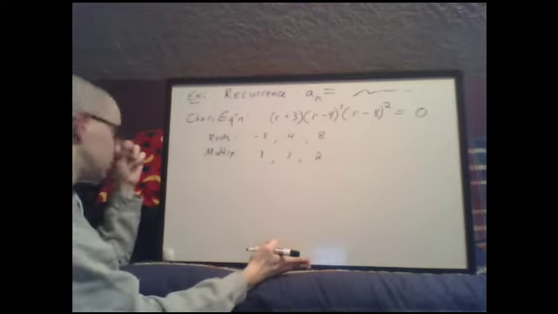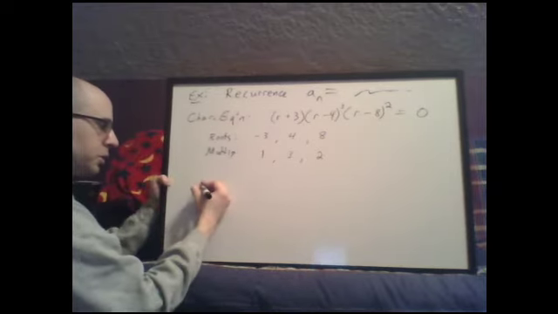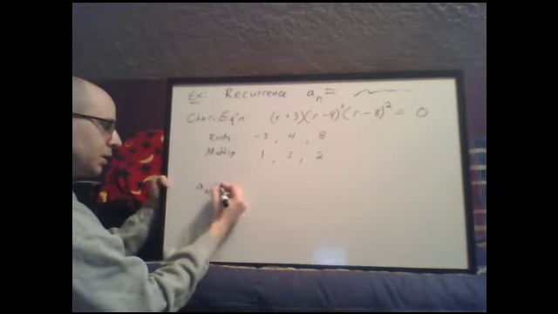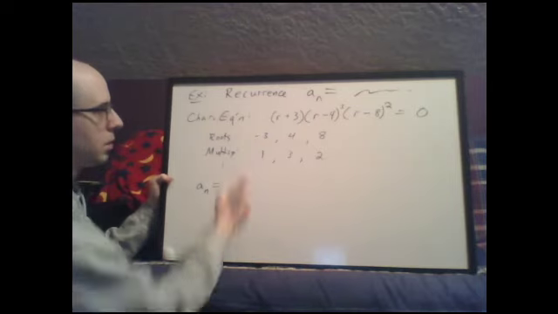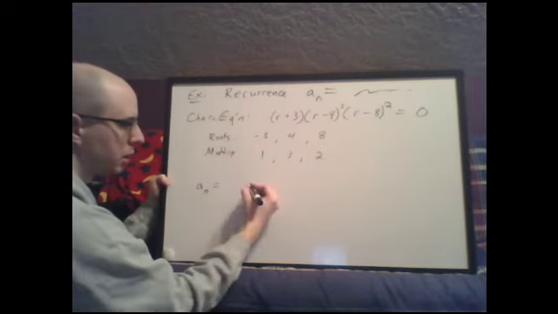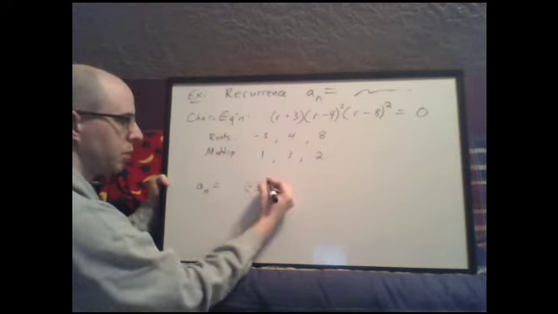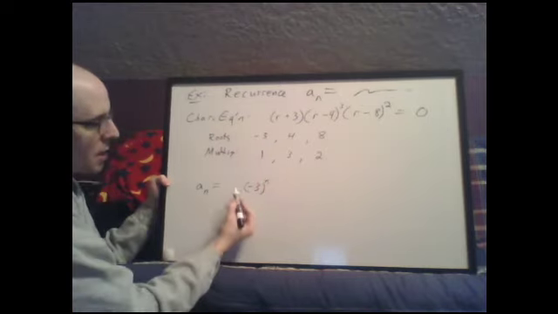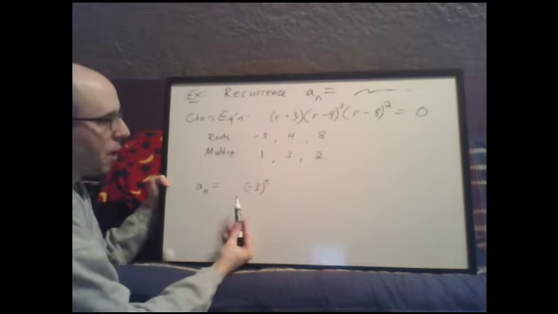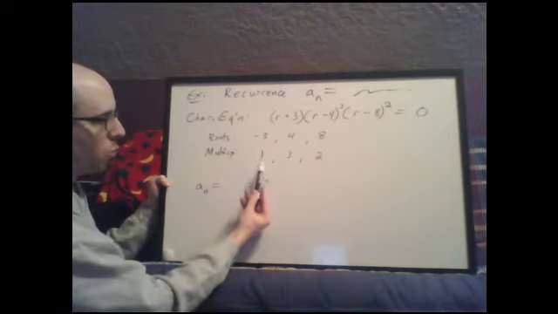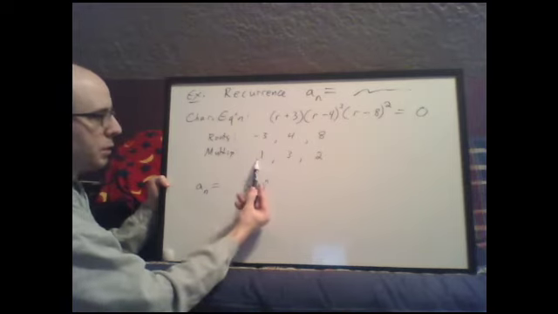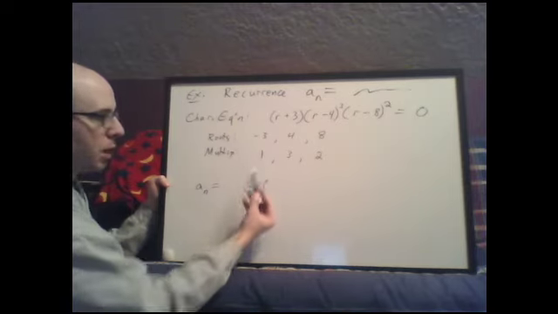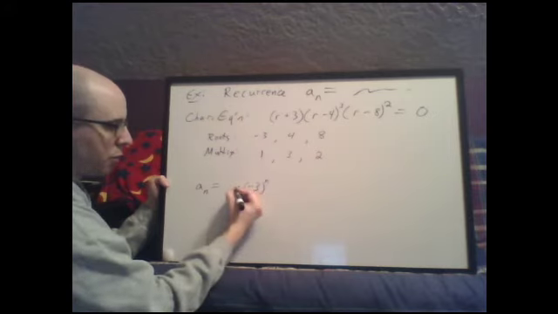All right, so now we can construct our general solution. a_n equals: we take the root, negative 3, raise it to the nth power, and then the coefficient is going to be a polynomial of degree 1 less than the multiplicity. So if the multiplicity is 1, that gives us a constant coefficient, say alpha 1.